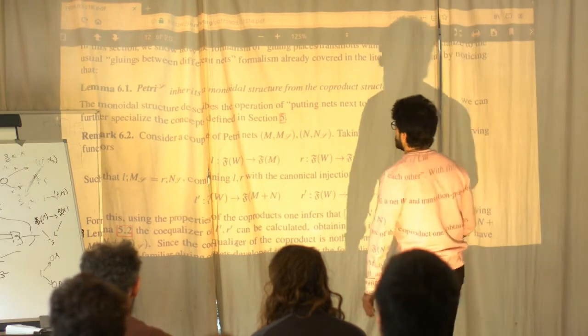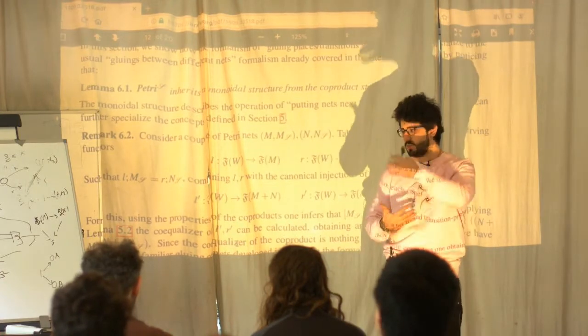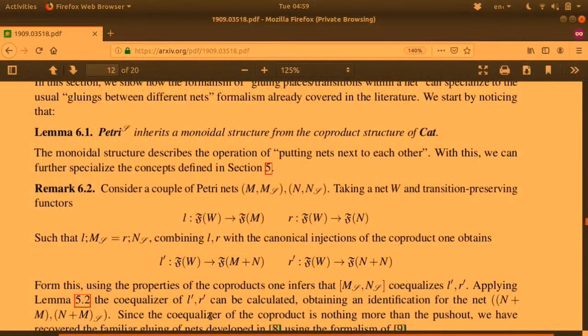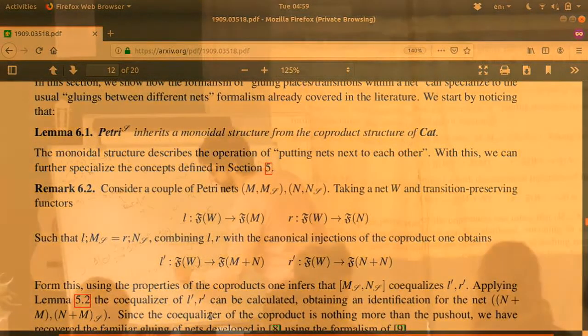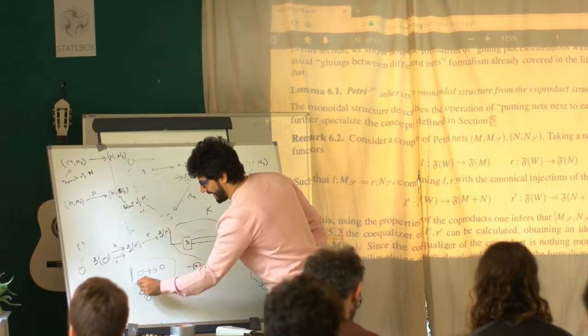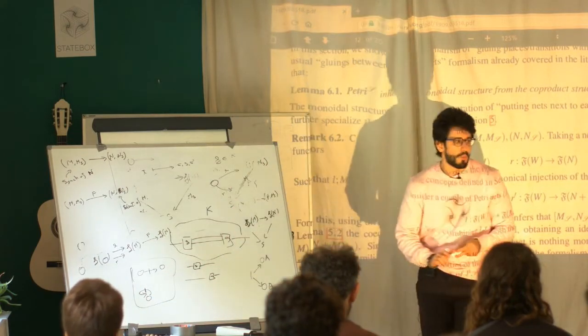So what we are doing is saying that if you have a net M and a net N, I can consider the net where I put all the transitions and all the places in the same box. It's even difficult to draw because it's really saying if I have this net and I have this other net, then I can consider these two things as a unique net, like the coproduct structure.